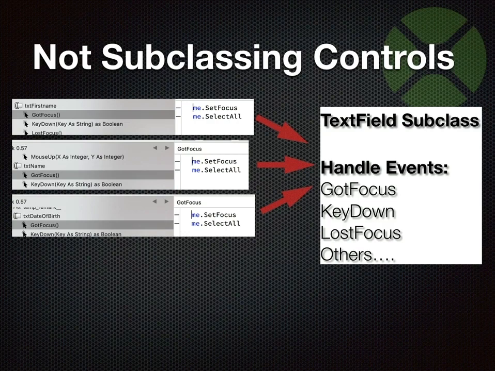Because imagine implementing the got focus, lost focus, key down, text changed events in 100 text fields throughout your project, and then realizing, well, maybe we should add another event or change the behavior of it, which means you have to go to every single one of those things to do it. Minimize the amount of code.